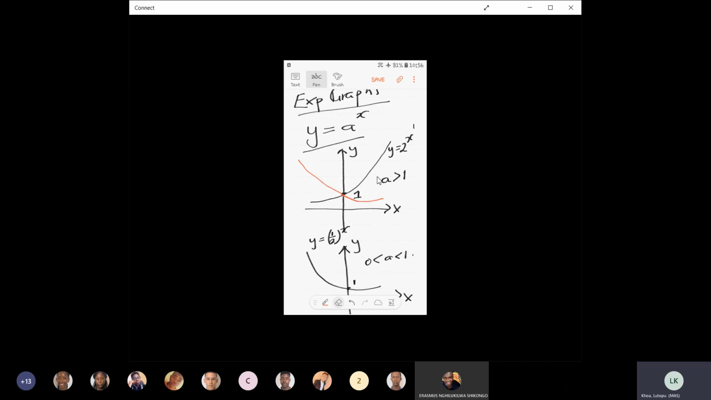Okay, and with negative bases, we don't have a graph for them, because when you raise it to the power, it changes from positive to negative, just like that.